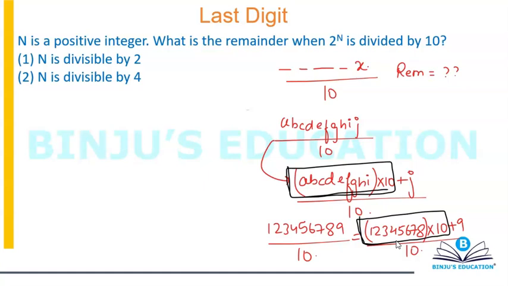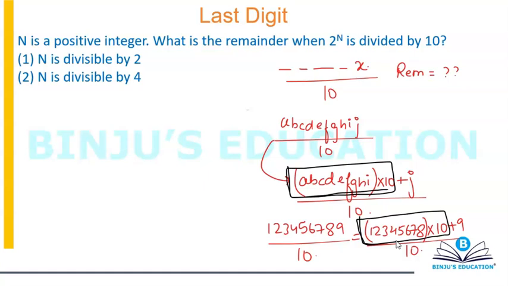There should not be any sort of confusion that if you are doing 9 by 10, why isn't the answer 0.9? If you are going to have your quotients in decimal, then the remainder is always 0. You only get remainder when the quotients are also integers, okay? So that's another thing which you need to understand.